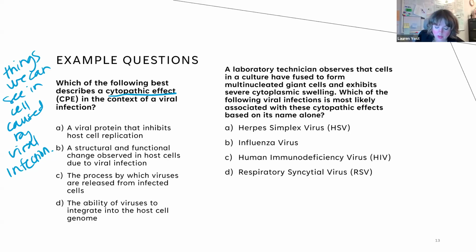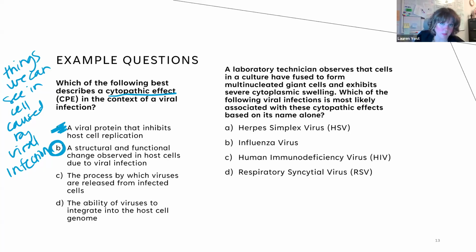A viral protein that inhibits host cell replication. If you look at your patient sample, can you actually tell if the cells are no longer replicating? No, you're just going to see cells sitting there in a microscope. Can you tell if they're replicating or not? It takes days for you to be able to see that. This is not realistic. A structural and functional change observed in host cells due to viral infection. Yes, these are things that you might be able to see in the cells as a result of the viral infection.